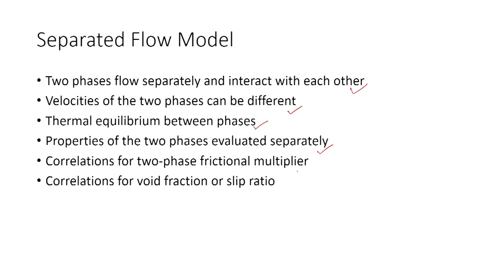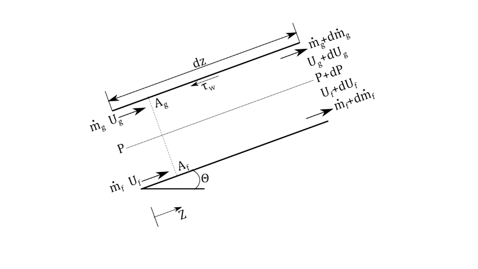Correlations for two-phase frictional multiplier are used. We will define the two-phase multiplier and discuss correlations to calculate that multiplier. This multiplier is used to estimate the frictional pressure gradient. Then correlations for void fraction or slip ratio are also used, and void fraction is required to calculate the gravitational and acceleration pressure gradients. So, consider a two-phase flow flowing through a channel.